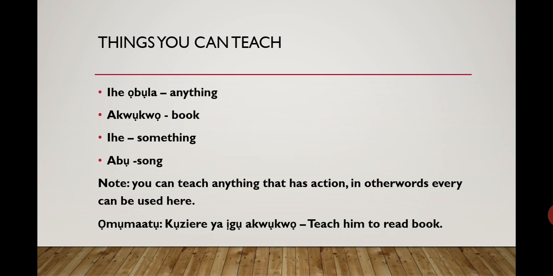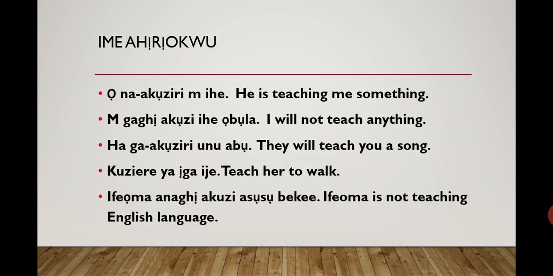Kuzere ya ịgụ akwụkwọ, teach him to read. See that? Teach him to read. So let's go. Ọ na-akụziri m ihe. So you can see there is the subject, which is he. Na-akụziri is teaching. Then m is the object pronoun. And then ihe, something. That's what you're teaching the person. Ọ na-akụziri m ihe. He's teaching me something.